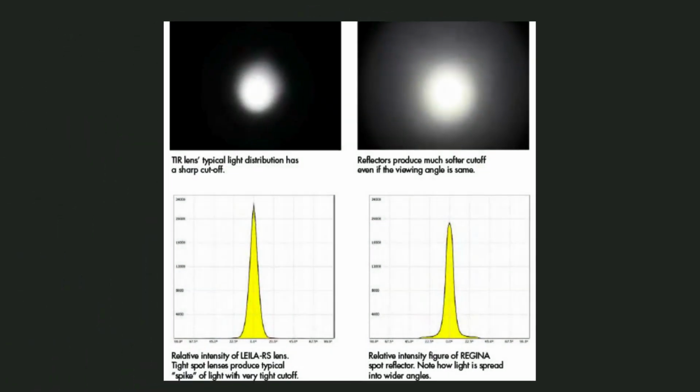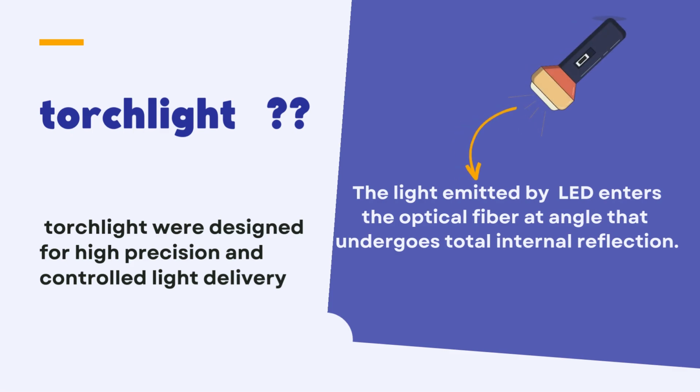Here you can see, by using total internal reflection lens, the light distribution has a sharp cutoff, and the relative intensity of light is much higher compared to the reflectors. Reflectors produce a much softer cutoff even if the viewing angle is the same, because the light is spread out into wide angles. Torchlights were designed for high precision and controlled light delivery.